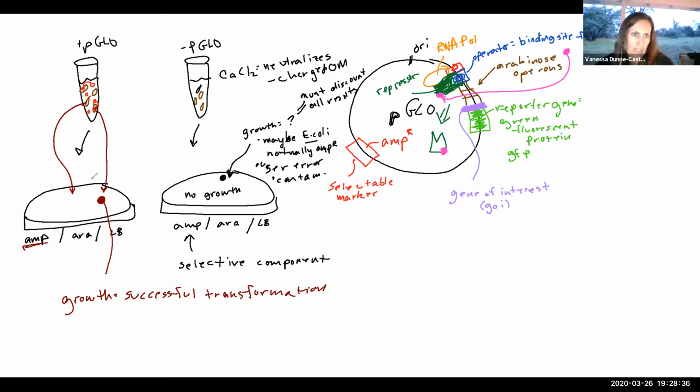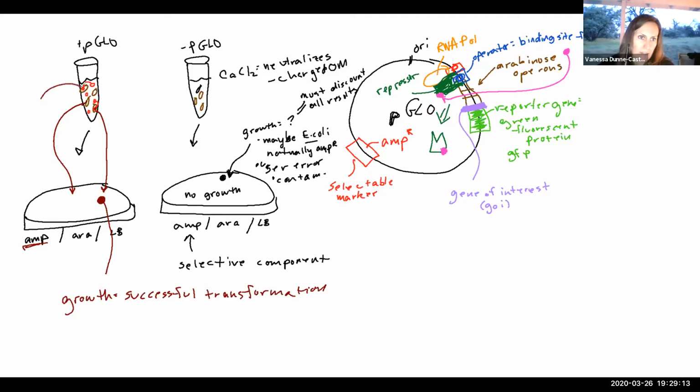So Michelle, hopefully to answer your question, what this selective media is doing is allowing you to only grow organisms that were successfully transformed, which is why we call this the selectable marker. Ampicillin resistance gene, or the BLA gene, beta-lactamase, allows you to select for only organisms that have this pGLO plasmid and therefore have this ampicillin resistance factor. So it's a selectable marker because it allows you to select for only successfully transformed bacteria on this selective media.